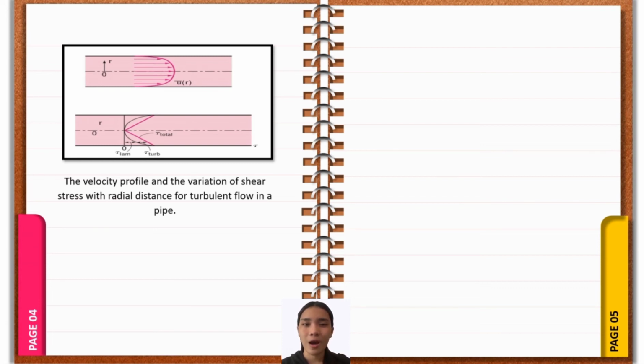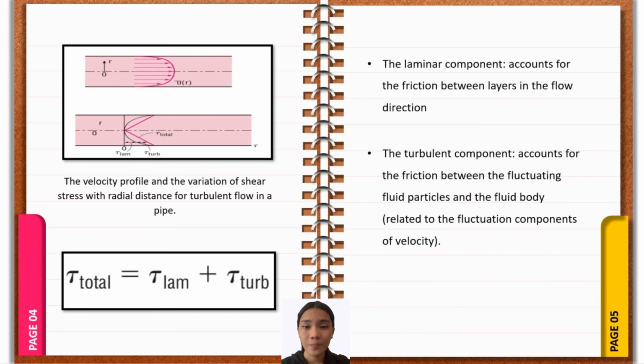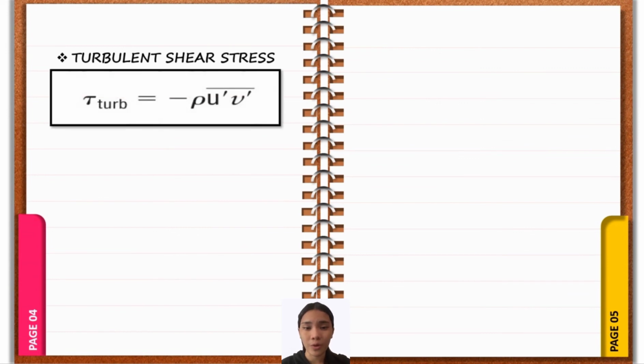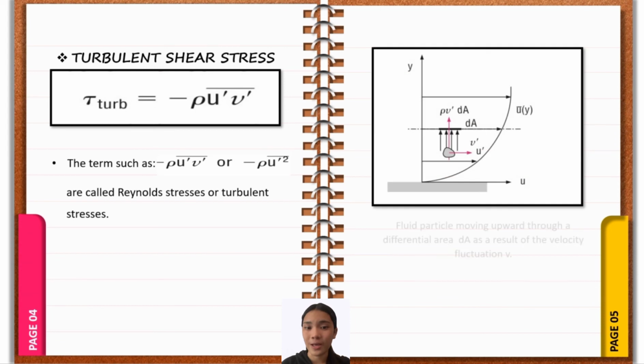It is convenient to think of the turbulent shear stress as consisting of two parts: the laminar component, which accounts for friction between layers in the flow direction, and the turbulent component, which accounts for the friction between fluctuating fluid particles and the fluid body. Then the total shear stress in turbulent flow can be expressed as tau total equals tau laminar plus tau turbulent. The typical average velocity profile and relative magnitudes of laminar and turbulent components of shear stress for turbulent flow in a pipe are given in the second figure that you can see.